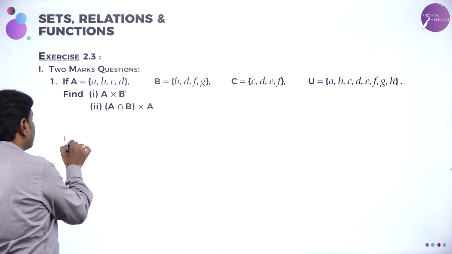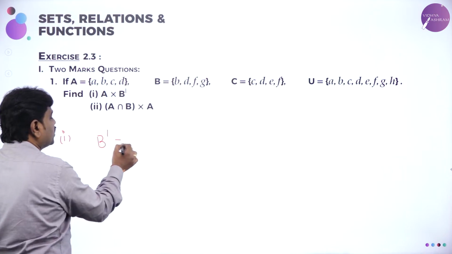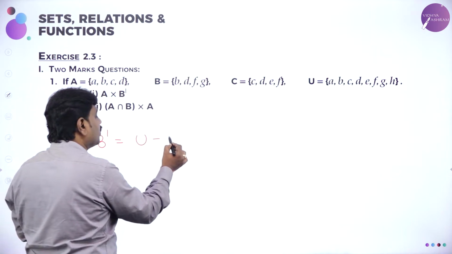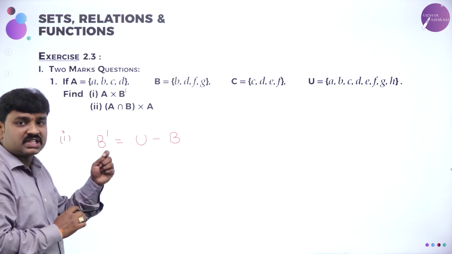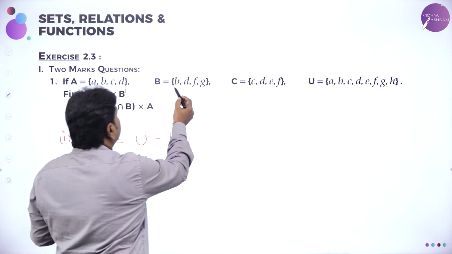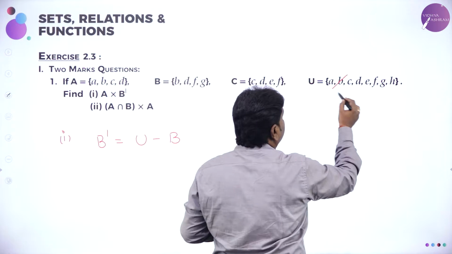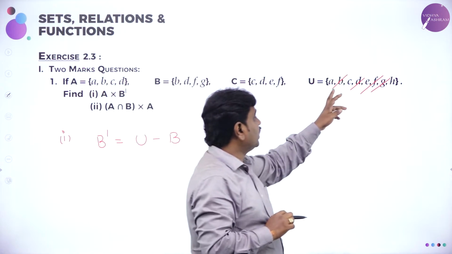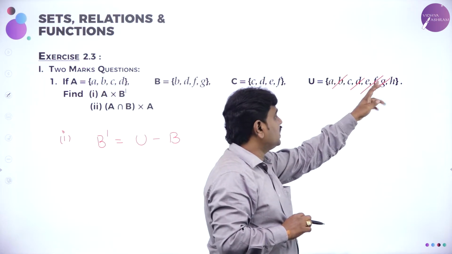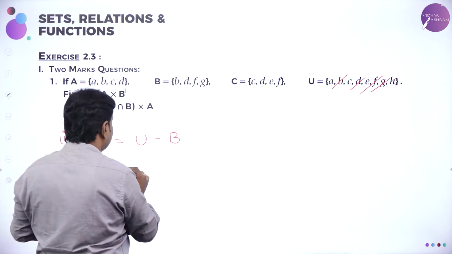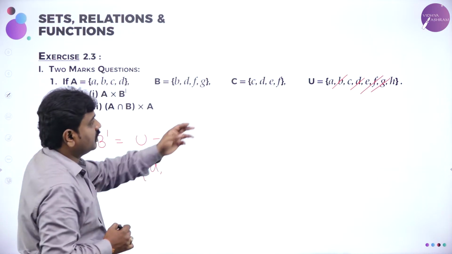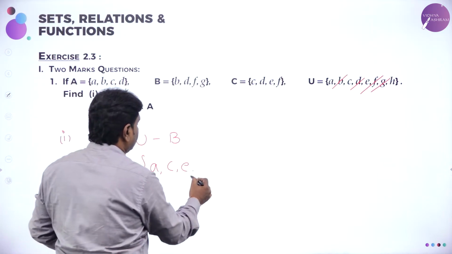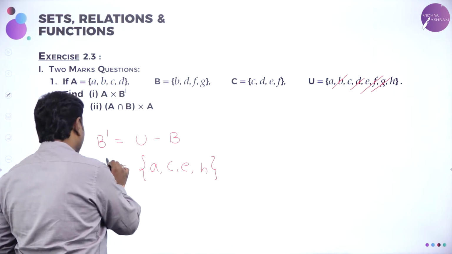If I want to solve the first problem, first I'll find B dash. What is meant by B dash, my dear students? B dash is the complement of B. How to find the complement of B? B dash formula is U minus B. From the universal set, remove B. What is B? B, D, F, G. You remove B, D, F, G and write the remaining elements of the universal set. After I remove B, D, F, G, what is remaining? A, C, E, H. So U minus B is A, C, E, H. So I got B dash.